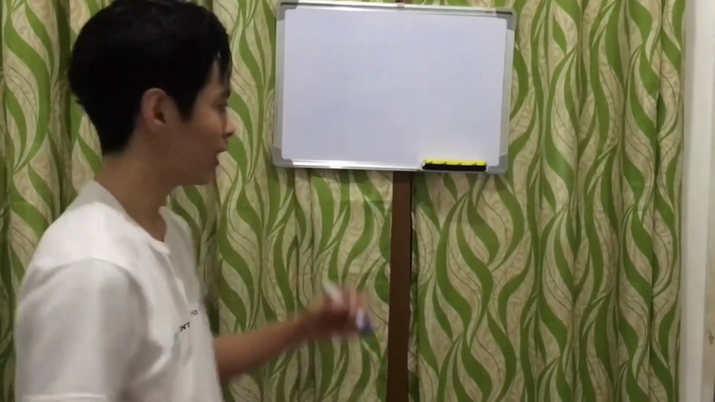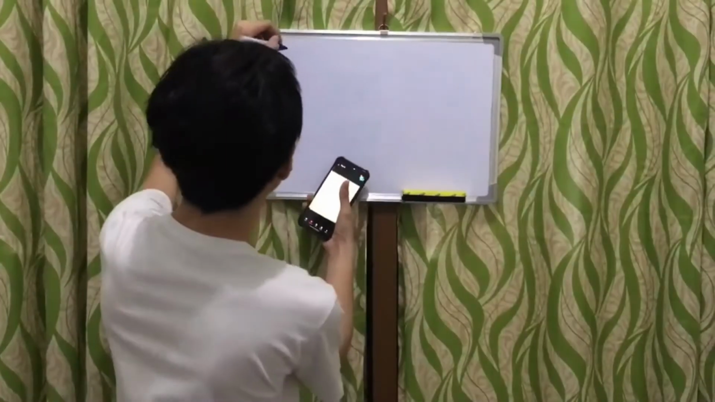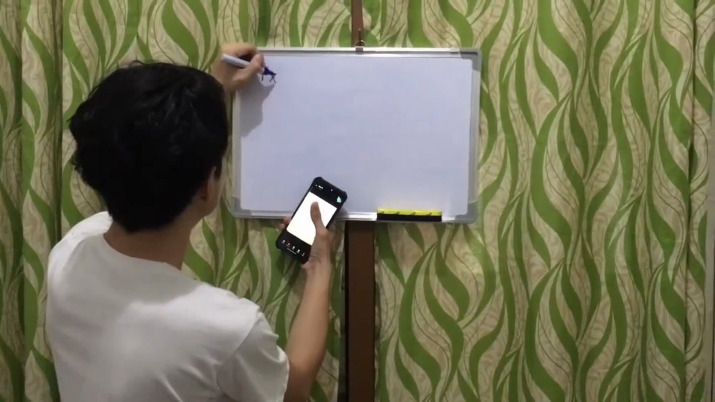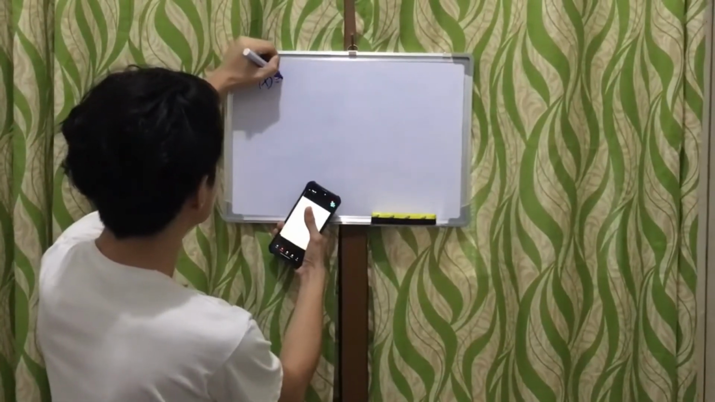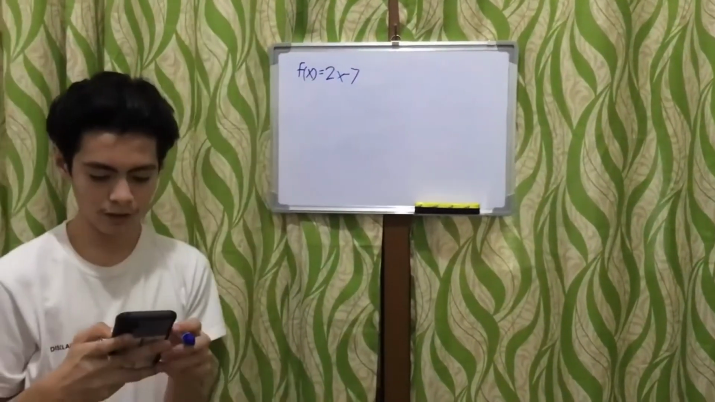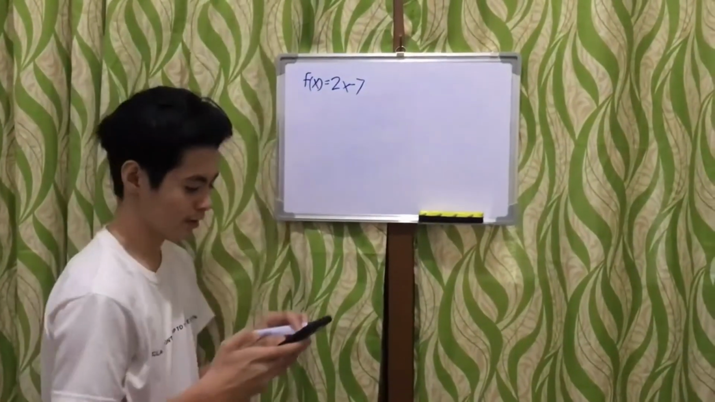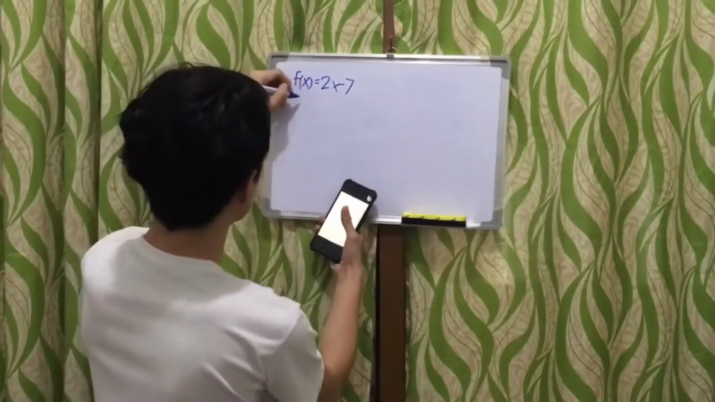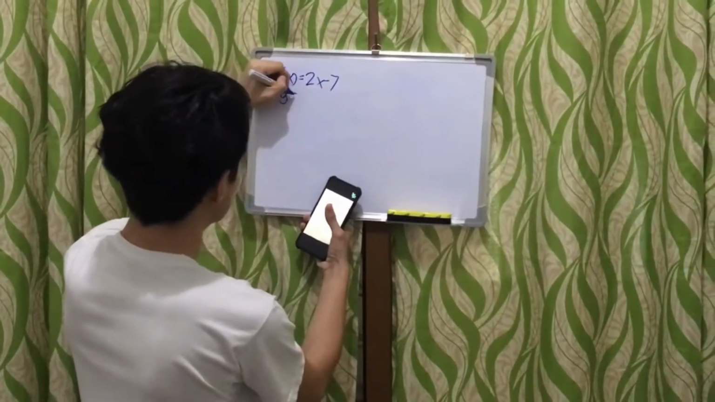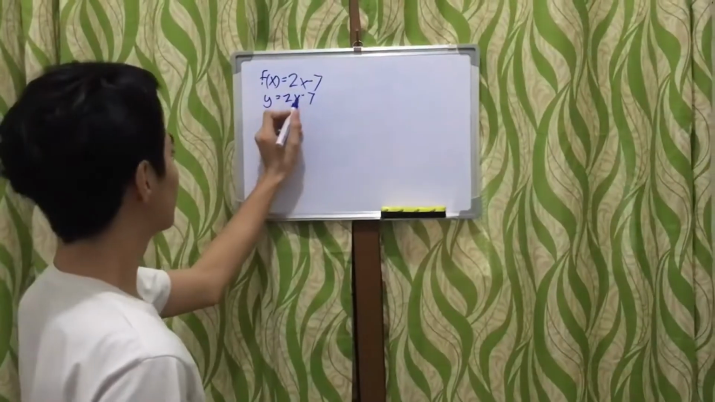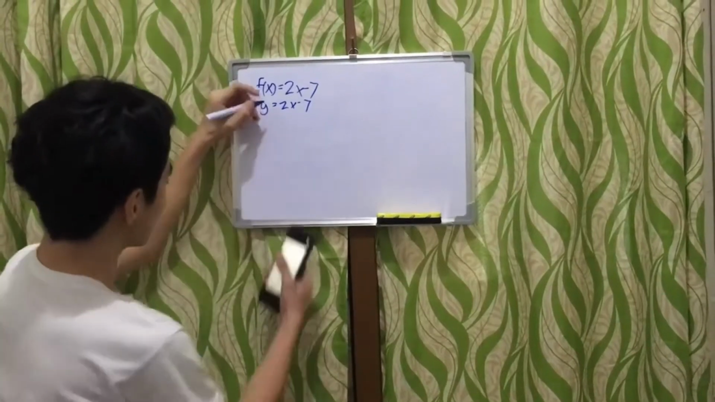An example would be f(x) equals x minus 7. First thing you need to do is replace f(x) with y. So, y equals x minus 7. Then switch y and x.